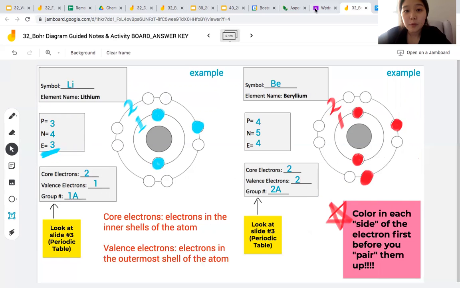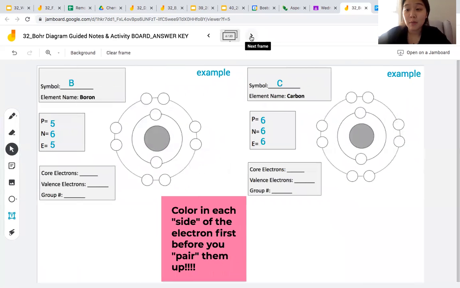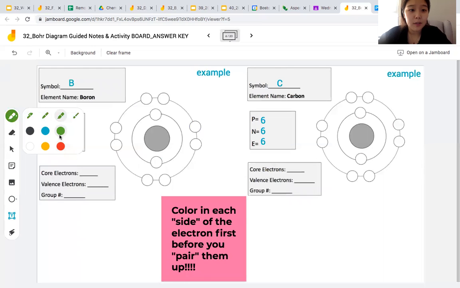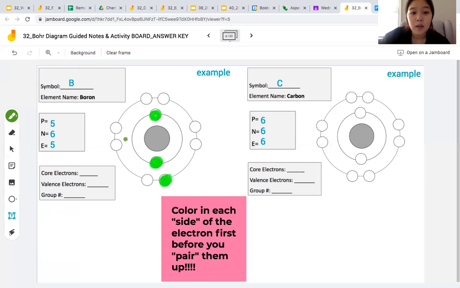All right, let's move on to our next 2 examples here. All right, we have boron and carbon. So boron has 5 electrons. So I'm going to color in 5 electrons. 1, 2, 3. So it doesn't matter where I start. 3, 4, 5. So there's our 5 electrons for boron.